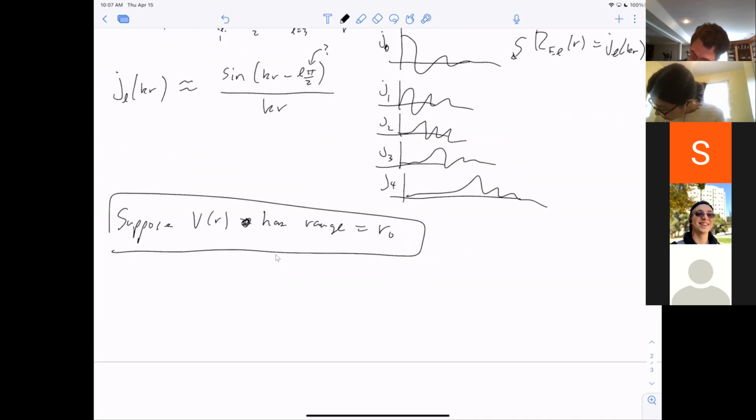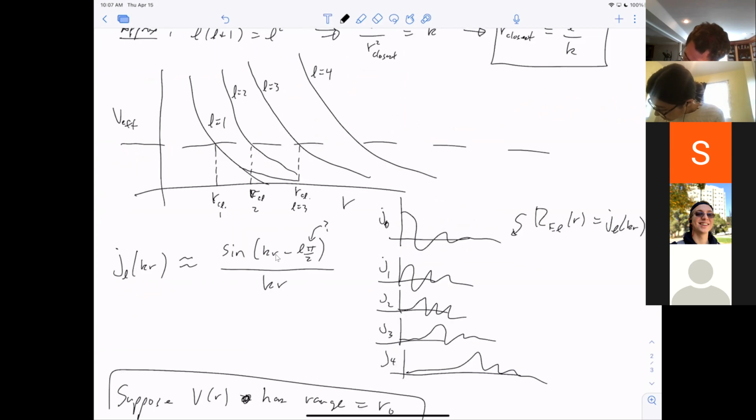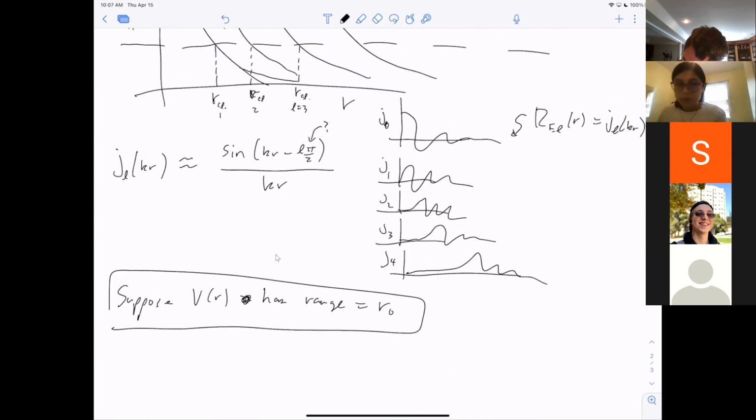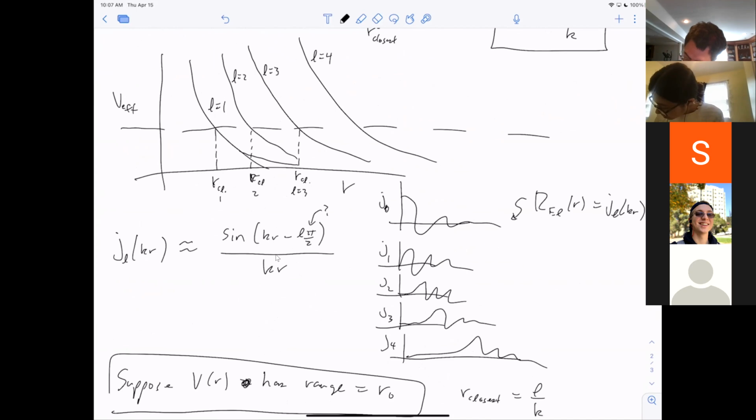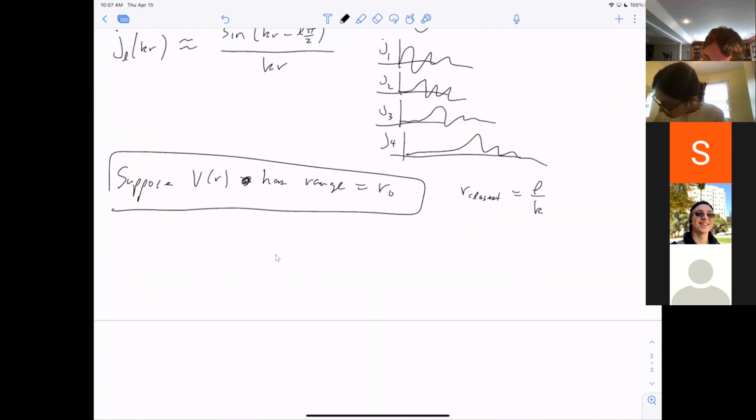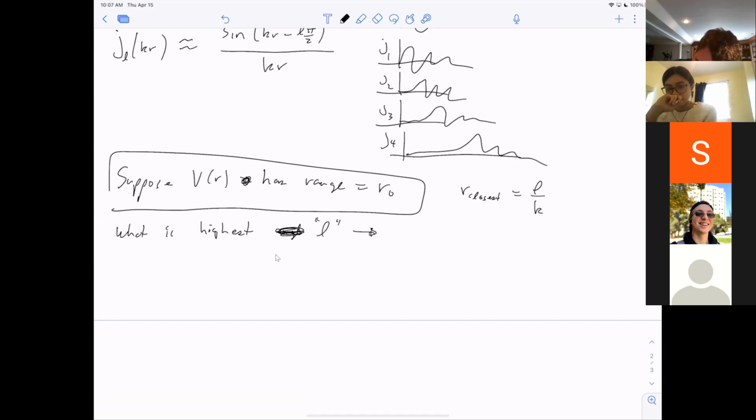Then a question I would ask you, and I'm going to rewrite this equation. Remember that R closest is equal to L over K. We derived that equation. And so my question to you is, what is the highest angular momentum? What is the highest L that allows the particle to feel the potential?